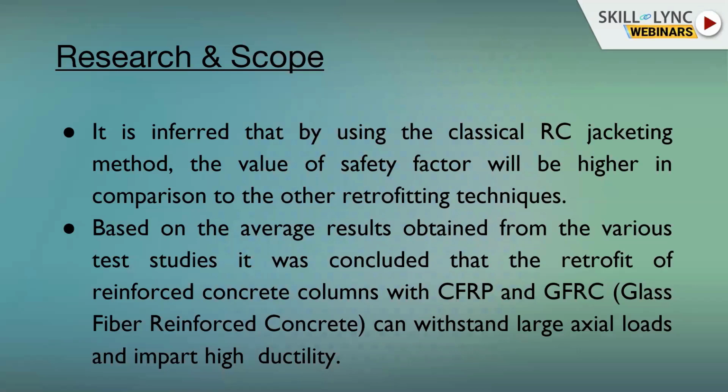So it is being inferred that this RC jacketing, I told you, is the most economical thing. But if the client budget is quite high, then you can go with a wrapping process like the carbon fiber reinforced process and glass fiber reinforced polymer. This is all about the research being done by the PhD holders, the doctorates. From the literature review and the tests conducted in the lab and on the field, it was concluded that retrofitting of concrete columns with carbon fiber reinforced polymer, as I told you, the wrapping method, can withstand large axial loads and impart high ductility as compared to the reinforced concrete jacketing process and ferrocement jacketing.